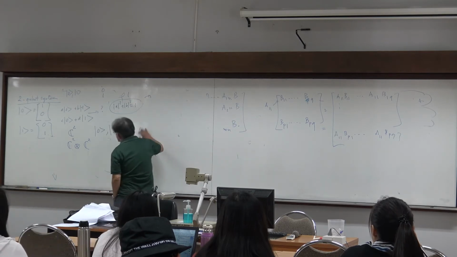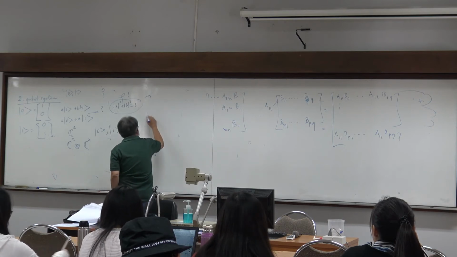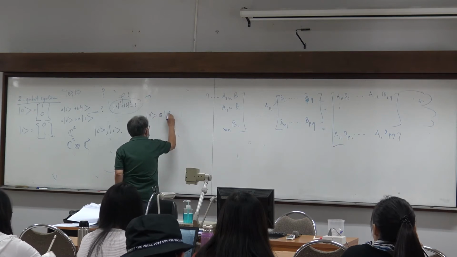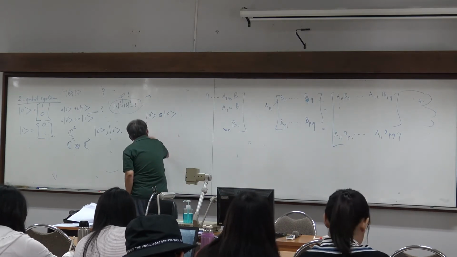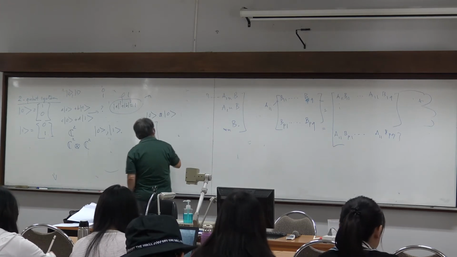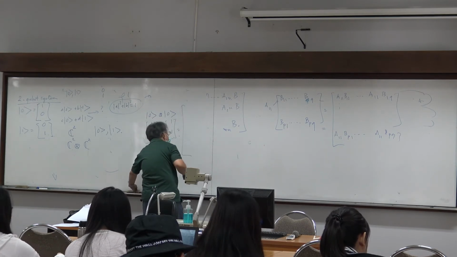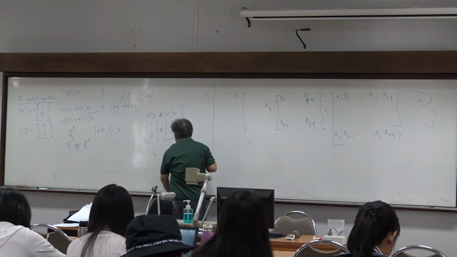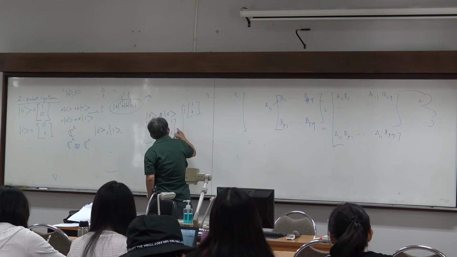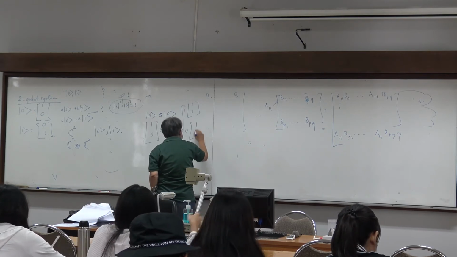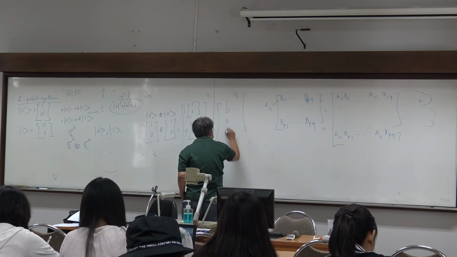So let me give you the definition of the tensor product. This is the vector 1, 0. The tensor product is 1, 0 tensor... Straight out vector: 1 times this, and then 0 times this. So it is equal to 1, 0, 0, 0.